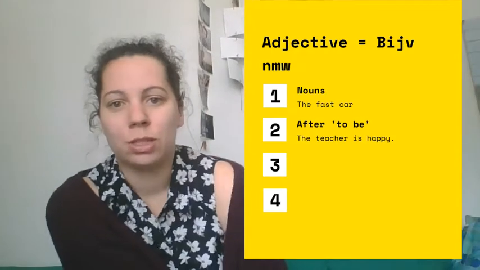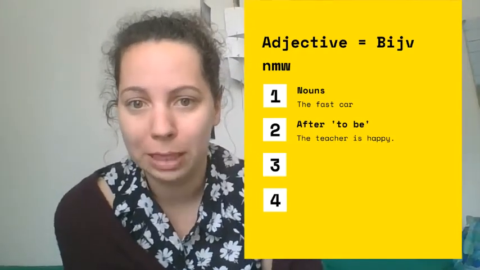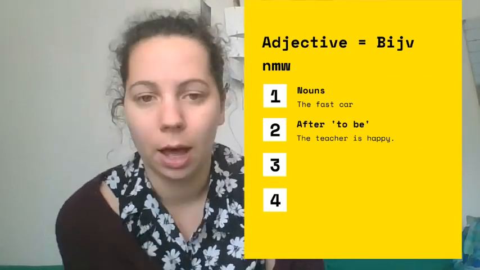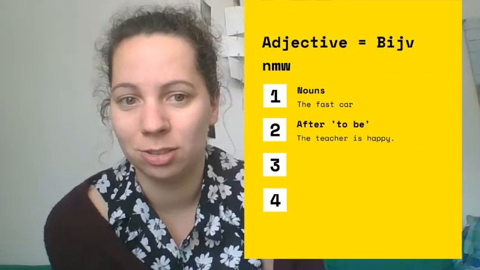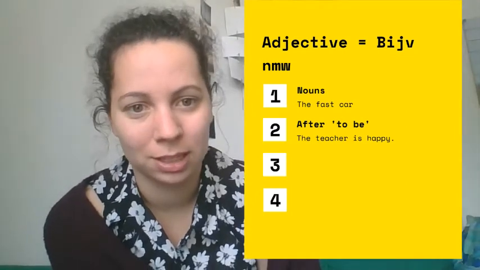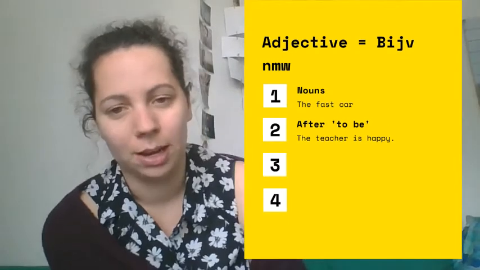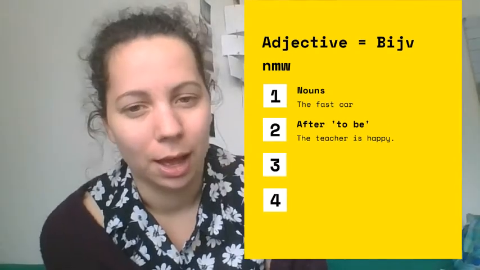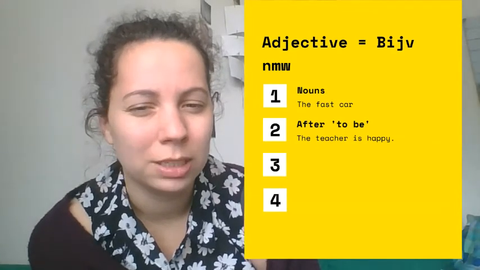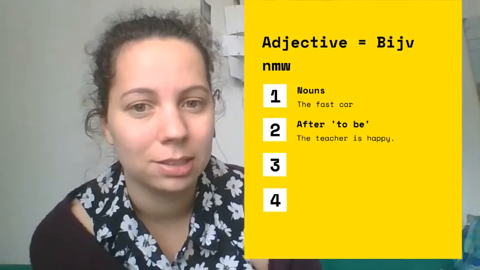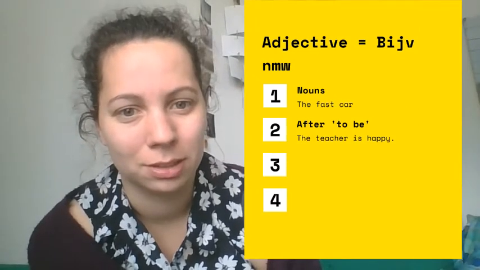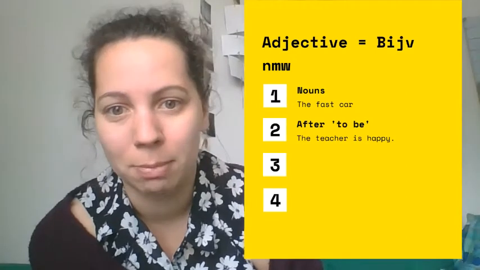Another reason for you to use an adjective would be after to be, or the forms of to be. So am, are, is, was, and were. So for instance, the sentence, the teacher is happy, uses happy and not happily, the adverb, because it's just after is. And if you ask yourself the question, who or what is happy in that sentence, you will answer the teacher. The being is not happy, but the teacher is a happy person. So we could rephrase the sentence as the happy teacher.